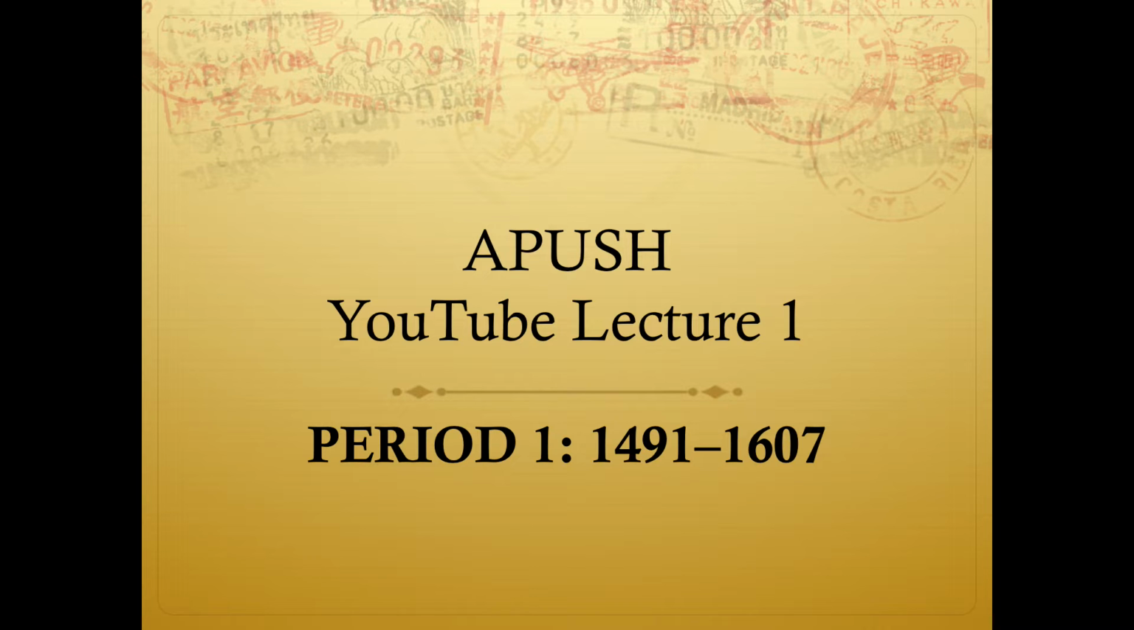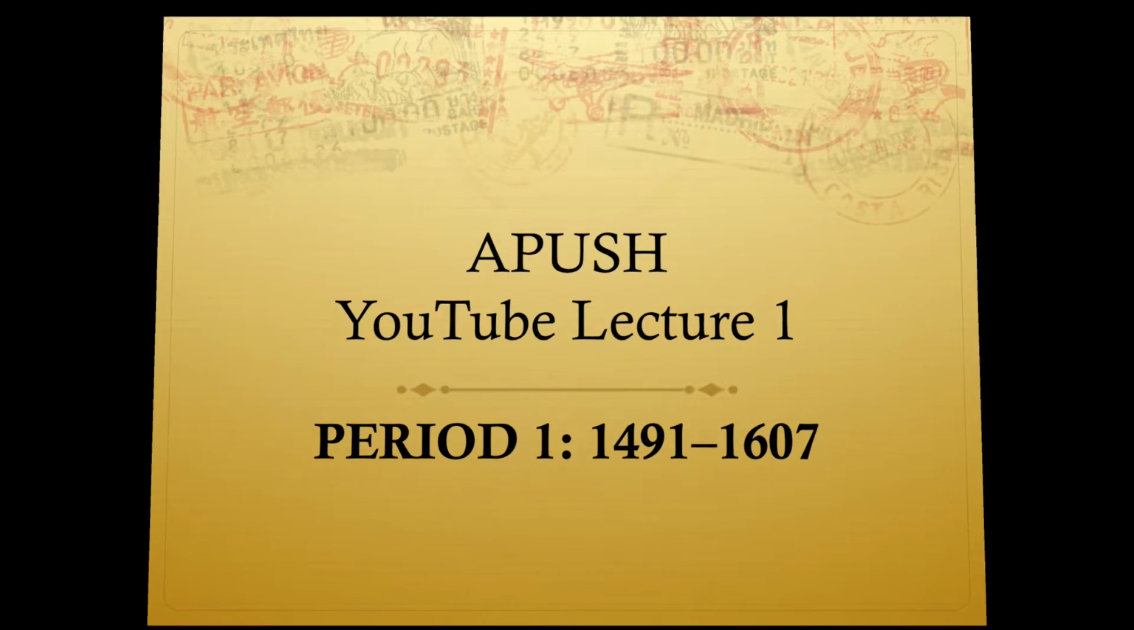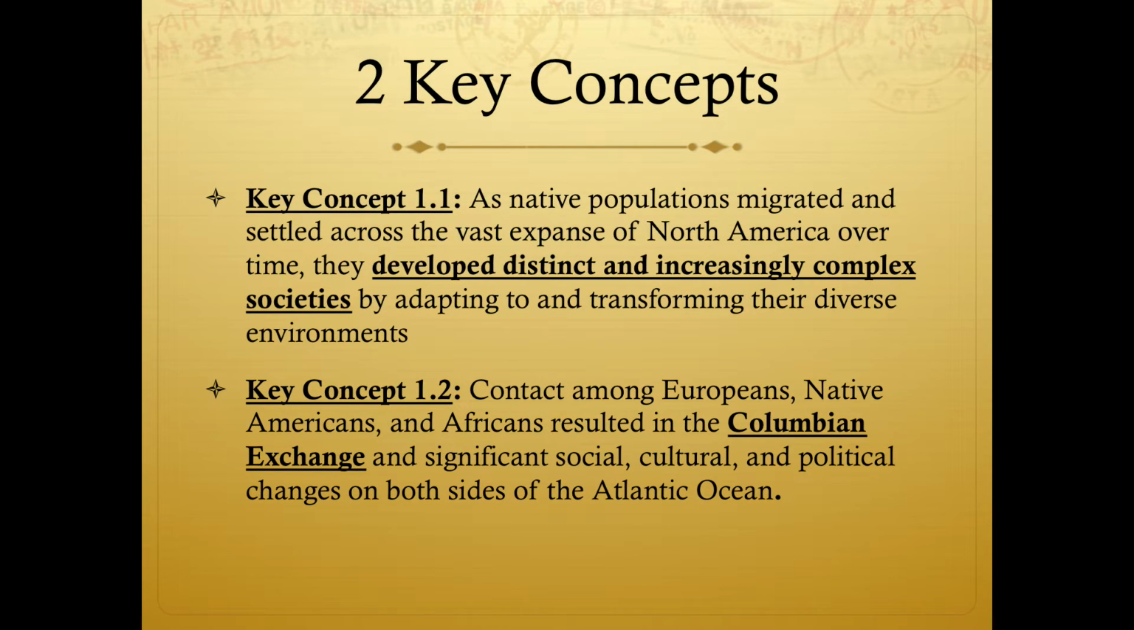As you'll learn in class, our study of APUSH history will be divided into 9 periods. This is period 1, which covers 1491 through 1607. It's one of the shorter periods to look at. We'll only spend a few days on it, and I'll introduce you right away to our key concepts.